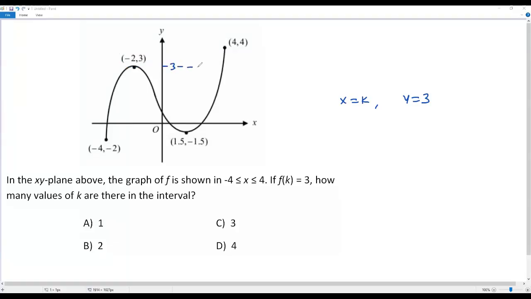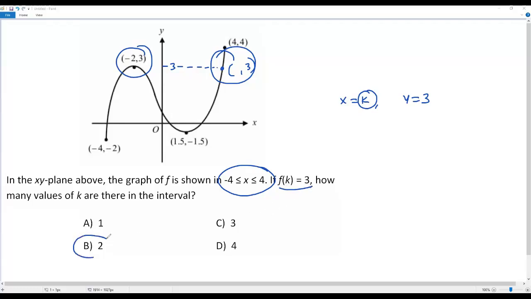And we find one more point on the graph where the y coordinate is 3. So there are 2 points on the graph where the y coordinate is 3. That is, there are 2 values of x for which the y coordinate is 3. So 2 values of x means there are 2 values of k in this interval for which we have y = 3, or f(k) = 3. And we find 2 in answer choice B. The correct answer choice for this question is B.